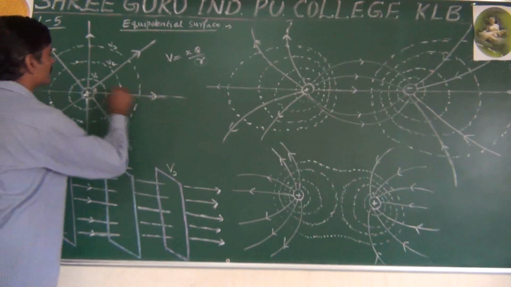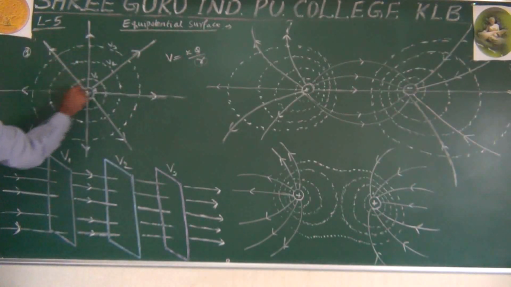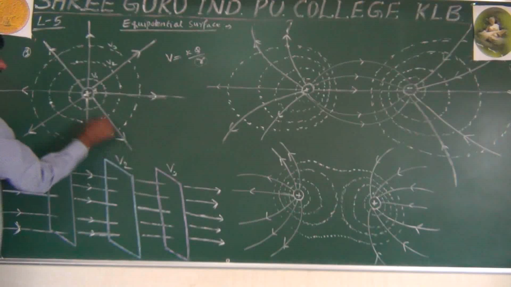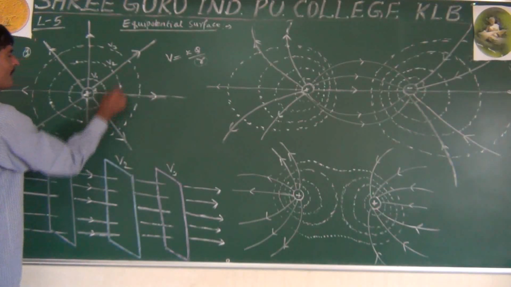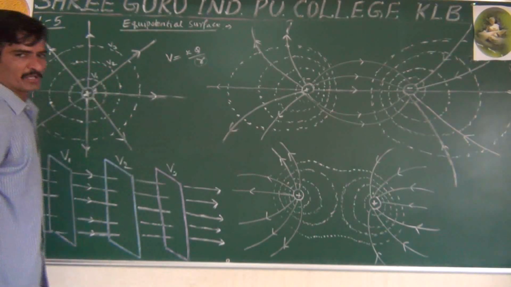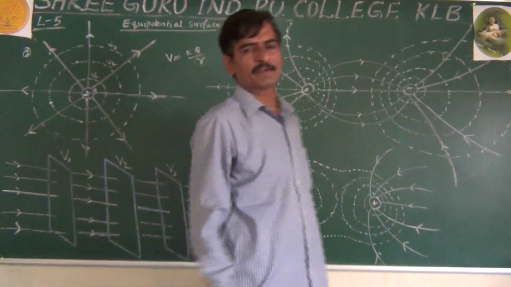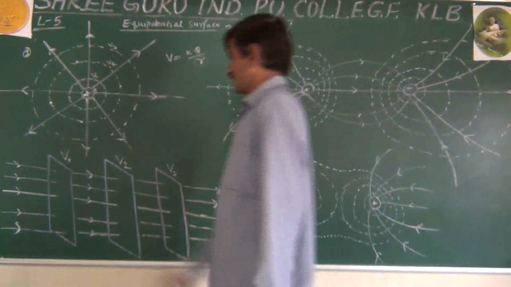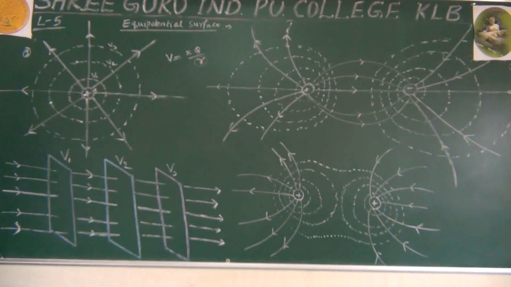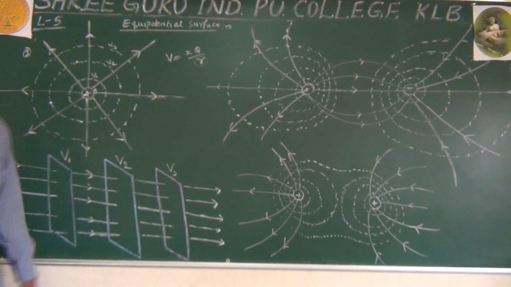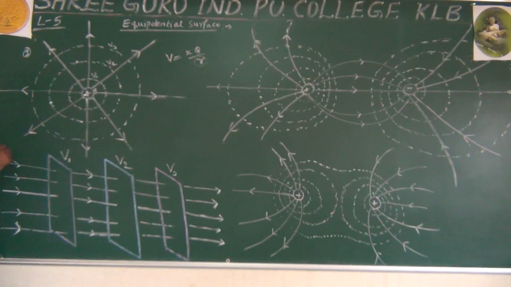From this diagram we observe that these are electric field lines, and these electric field lines are perpendicular to the equipotential surface. Okay, this is due to the one charge. So now, next one: equipotential surface due to the uniform electric field.